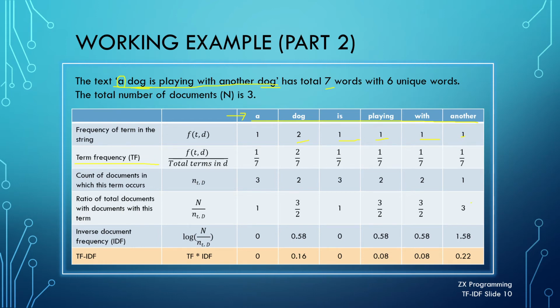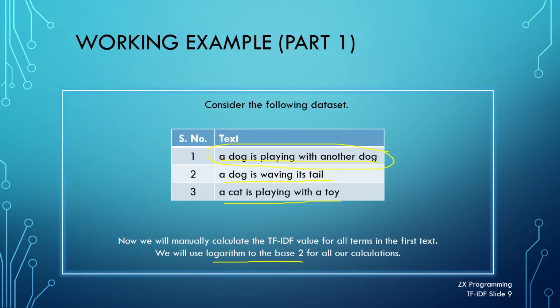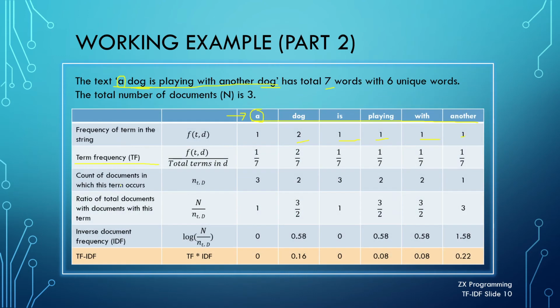Now we go to our IDF values. The numerator of IDF is the count of documents in which this term occurs. So for this term A, if we go back to our original data set, we can see that A appears in all 3 of those documents. In this document it appears twice, but we are not concerned with that. We are concerned with how many documents it appears in. So we write the count of documents in which the term appears as 3 for A.